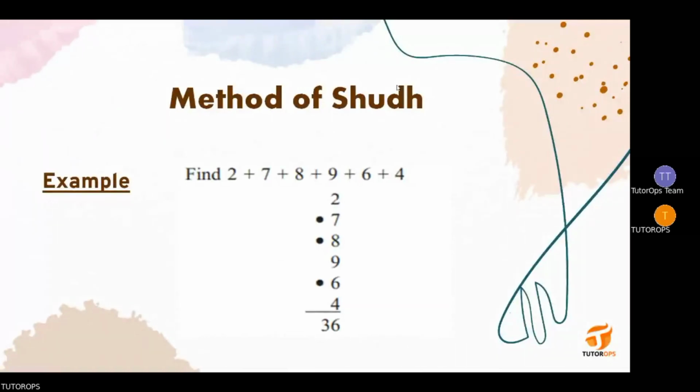So 7 will be added to the 7. 7 plus 7 will be 14. Again, it is resulting in a number which is greater than or equal to 10. So the last digit of 14 will be carried forward and a dot will be left. The last digit of 14 is 4, and then 4 will be added to 2. So 4 plus 2 will be 6.